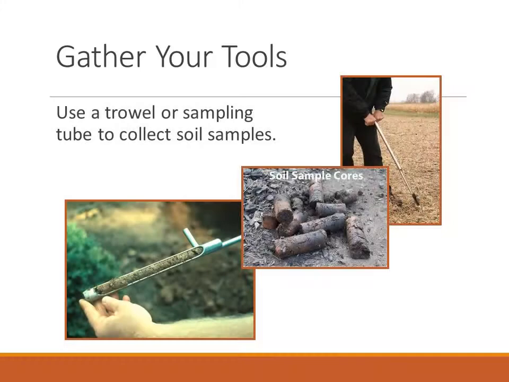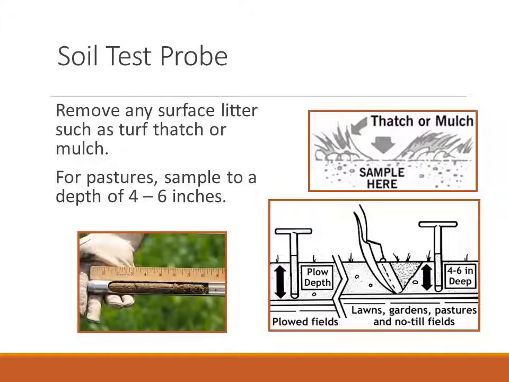Use a trowel or a soil corer to collect soil samples. Other tools to consider using are a shovel or a battery-powered drill with an auger bit. When you take soil samples, remove any surface litter such as turf, thatch, or mulch. For pastures, sample to a depth of 4 to 6 inches.